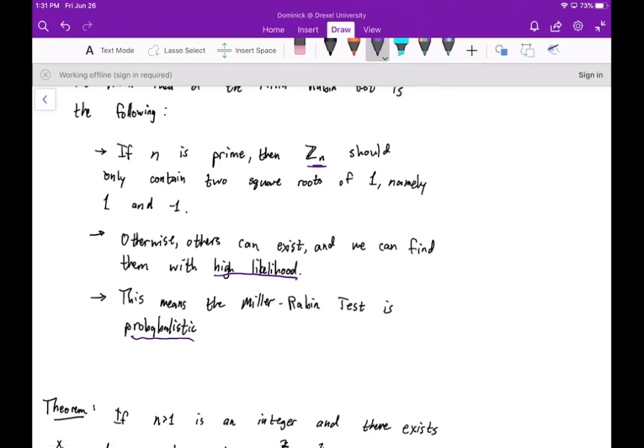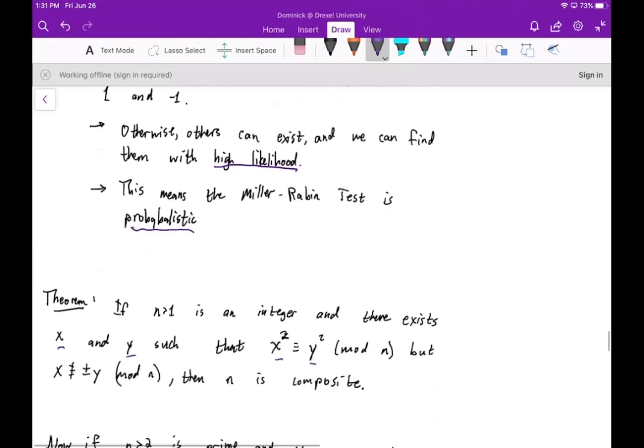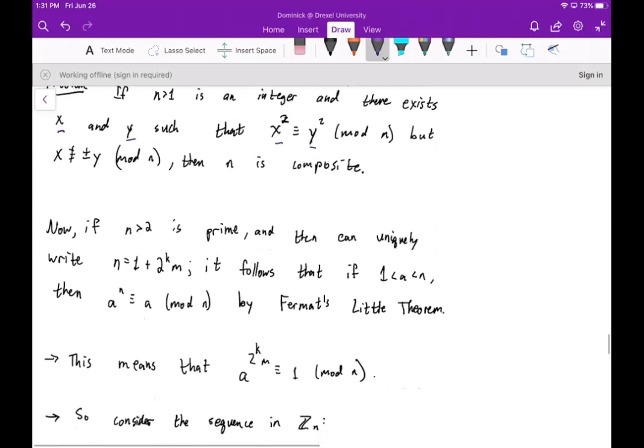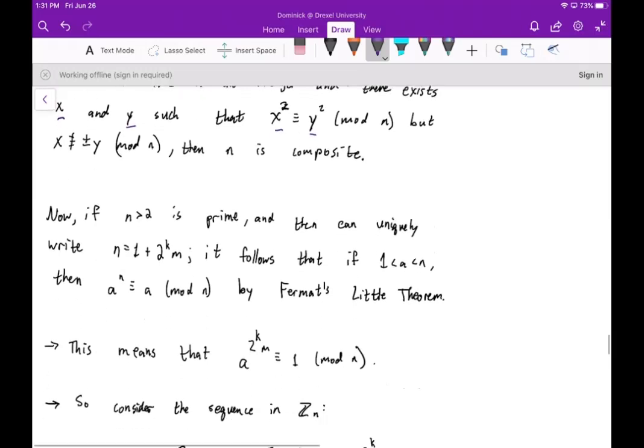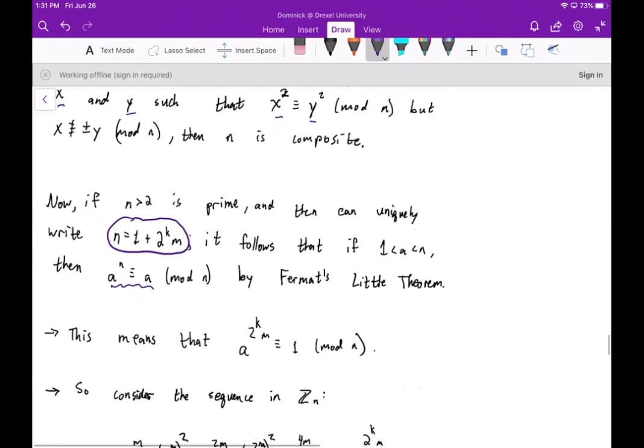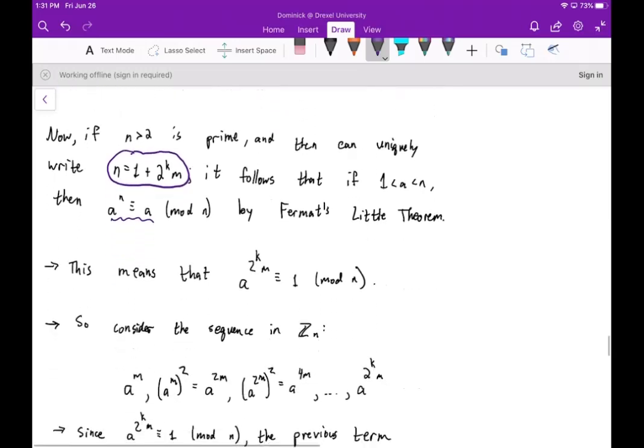And this is going to allow us to use this idea: if n is prime, then Z mod n should only contain 2 square roots of 1, namely 1 and -1. Now, if n, bigger than 2, is prime, then we can write n uniquely as 1 plus 2 to the k times m, right? And of course, it follows that if a is between 1 and n, then a to the n is congruent to a mod n by Fermat's little theorem. And this means that a to the 2 to the k times m is congruent to 1 mod n.